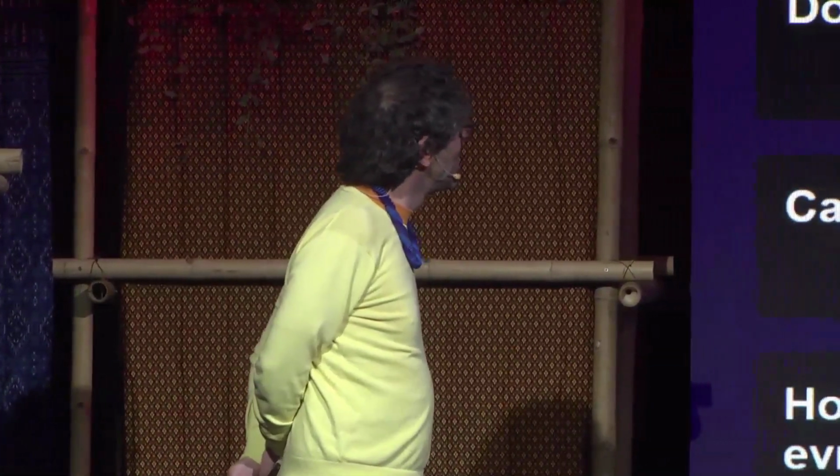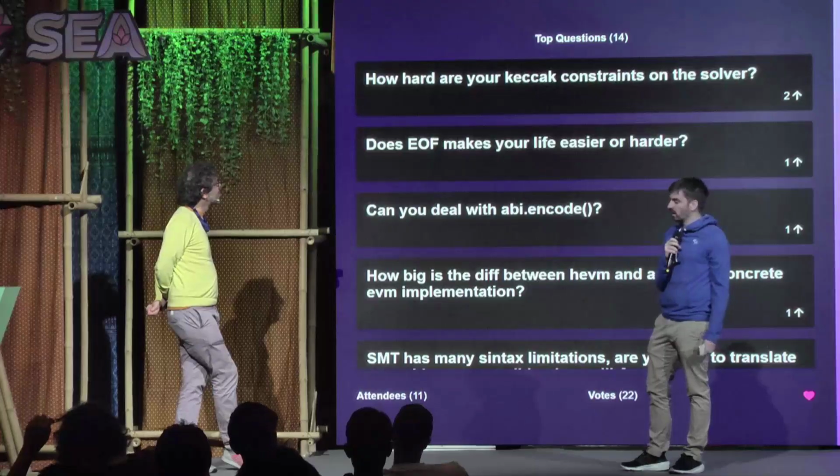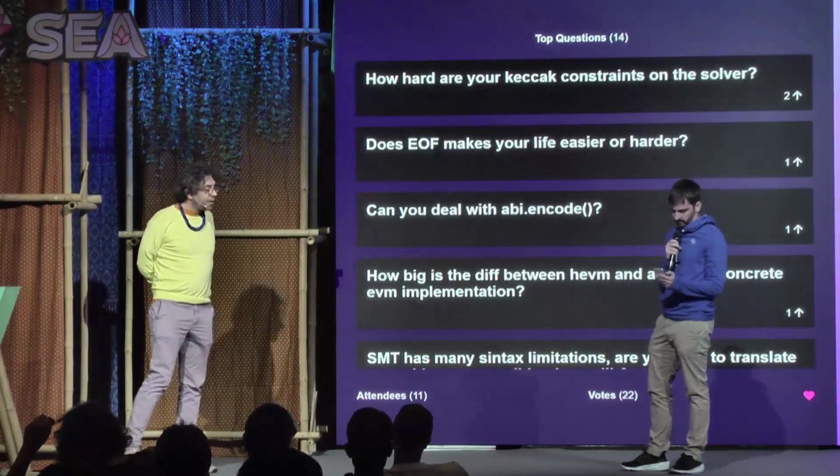So I guess the last question, how hard are your Keccak constraints on the solver? We use the theory of uninterpreted functions to deal with Keccak. That's the best way, I think, to deal with this particular issue. I'm not going to go into details because we're running out of time, but basically Keccak is a very complicated function and representing it exactly is a very bad idea. So we, and I think many others, use the theory of uninterpreted functions to deal with it. It has some downsides and it can be problematic, but if you do a lot of rewrites on your maps and arrays, actually they can also completely go away.